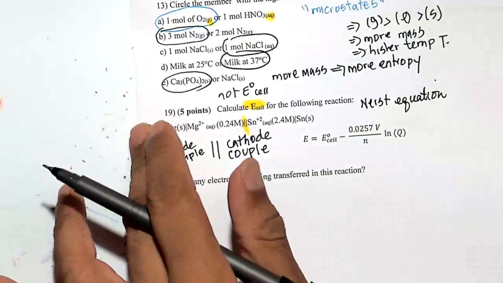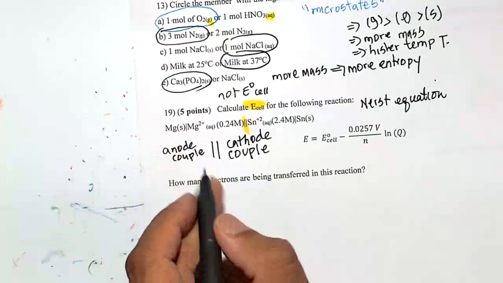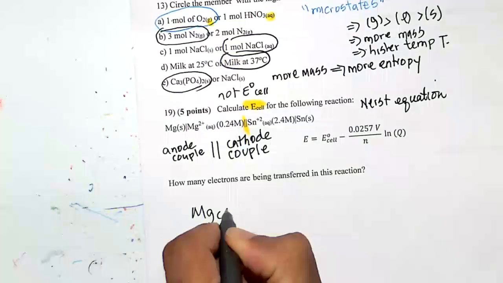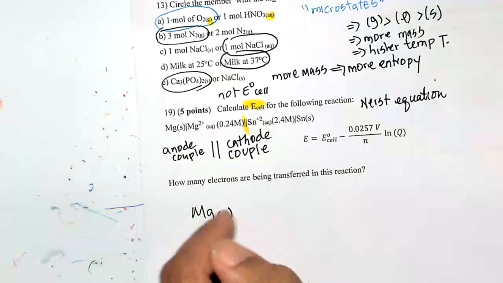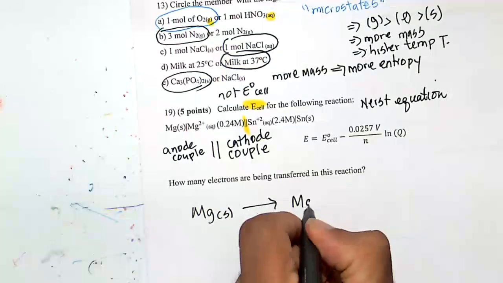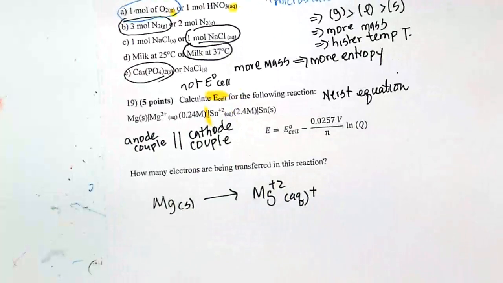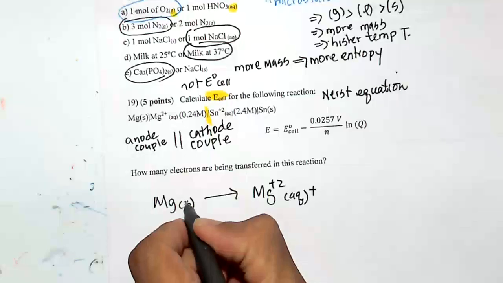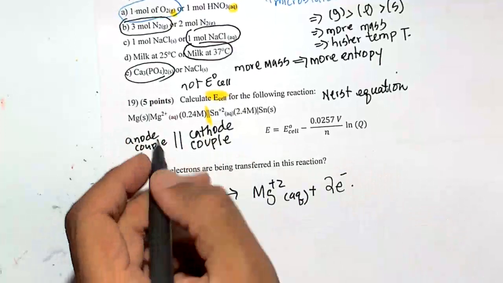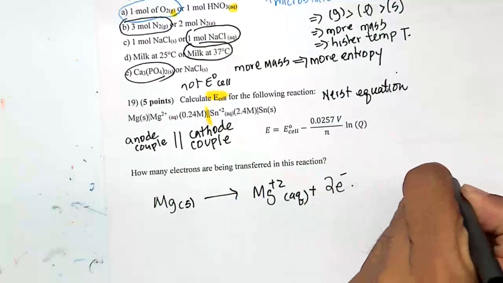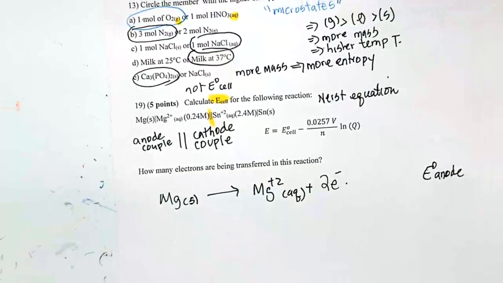So let's translate this into a chemical equation. Anode, magnesium going to magnesium plus 2. Okay, magnesium going to magnesium plus 2. How many electrons and where should we put it? Okay, we're going to put 2 electrons in the product side. This is the anode from the anode couple. So what is the anode value for this magnesium losing 2 electrons?